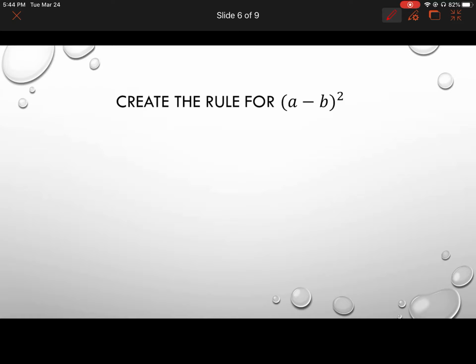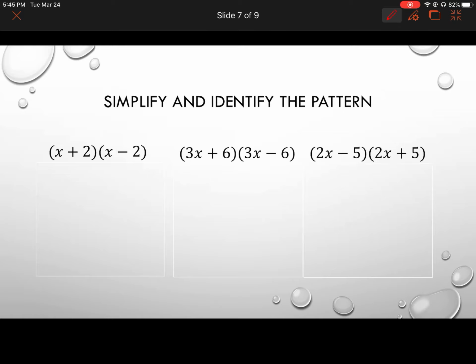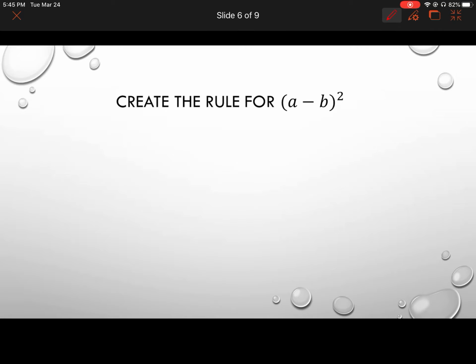So we can create a rule for these. Actually, let me back up. Let's not talk about a minus b. Let's talk about a plus b first. So a plus b squared. Now, if I was to do this expanded, just with generic placeholders for numbers, let's see what happens using FOIL. If I take first times first, I get a squared. If I take outside times outside, I get ab, right? A times b is ab.